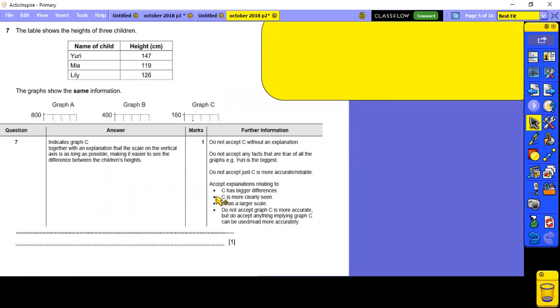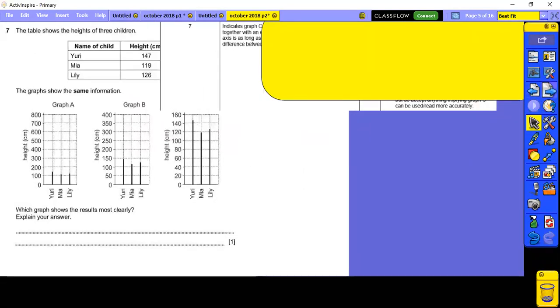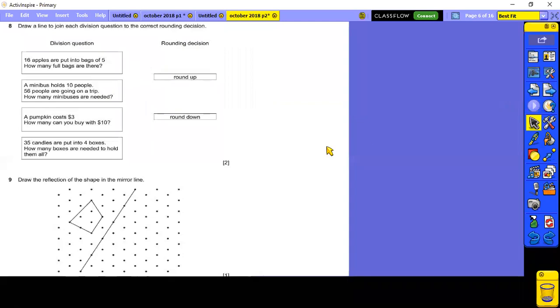Accept: C has bigger difference. C is more clearly seen. It has larger scale. Do not accept: C is more accurate. I will not accept that. You should tell me it has bigger scale, it's clearly seen. You should be specific in your answer, okay? Not any answer like that. Right. Let's go, guys, to the other question.